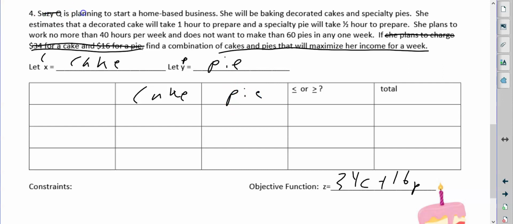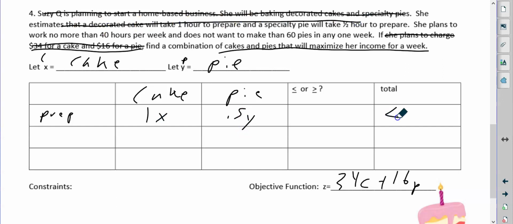Now, this is all just fluffy fluff. She estimates that a decorated cake will take 1 hour to prepare and a specialty pie, half an hour. So this is preparation time. Okay, the cake is going to be 1 hour, and the pie is 0.5 hours. And again, if you want to use X, Y, C, and P, doesn't matter. She plans on working no more than 40 hours a week. Whoops. Less than or equal to 40.